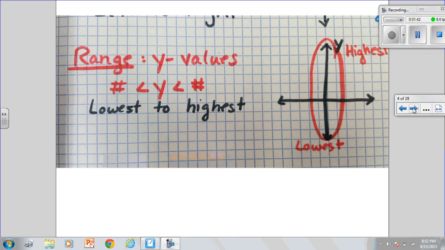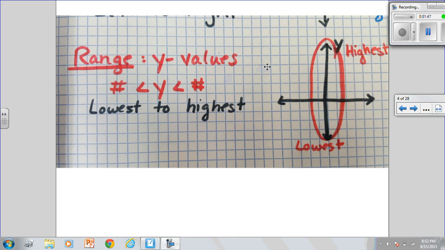Go ahead and copy this down right underneath, and notice also that I'm using red because I usually use red for range. So go ahead and copy that down, please. Ranges are my y values, and just like the domain, we have a similar format: number less than y less than number. The only difference is we have a y instead of the x. For range, you always have to think lowest to highest. So you start from the bottom and you go up. I circled my y-axis for this one because range is the y values. We're going to go ahead and do a few examples, and we'll let you take it from there.